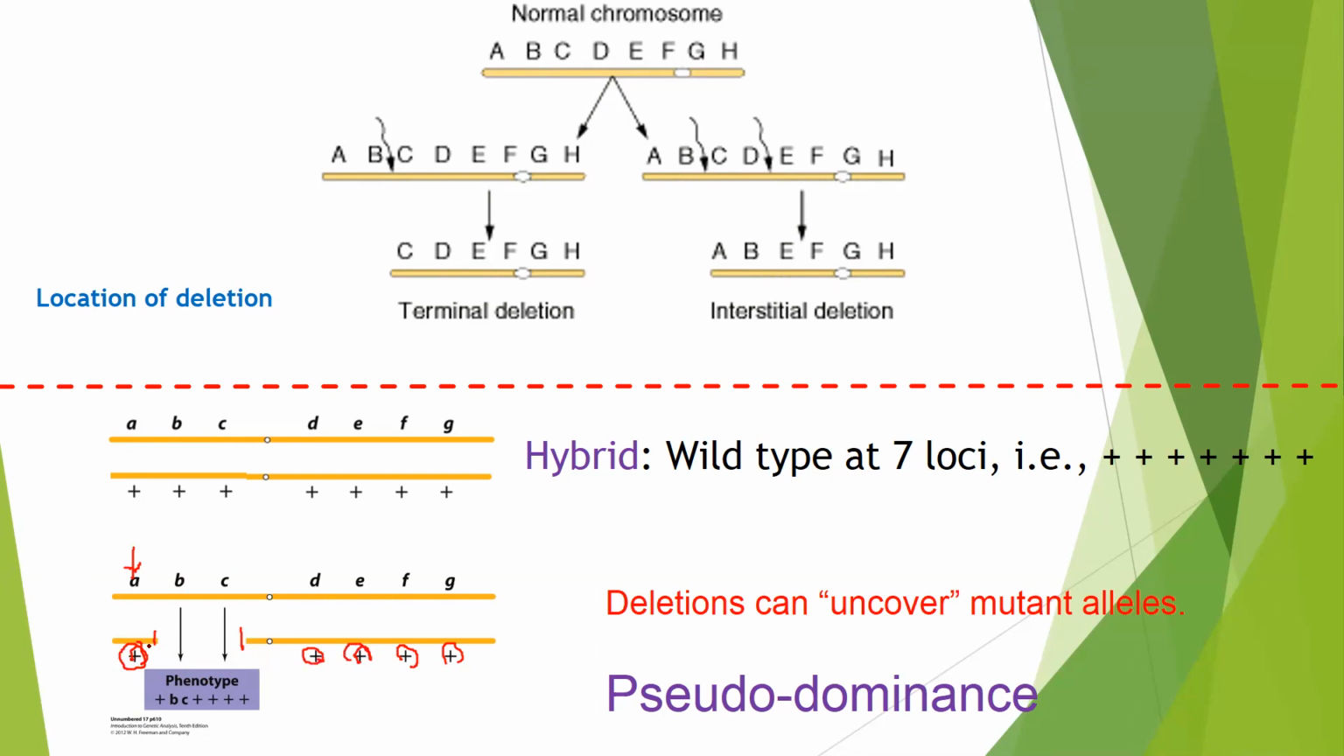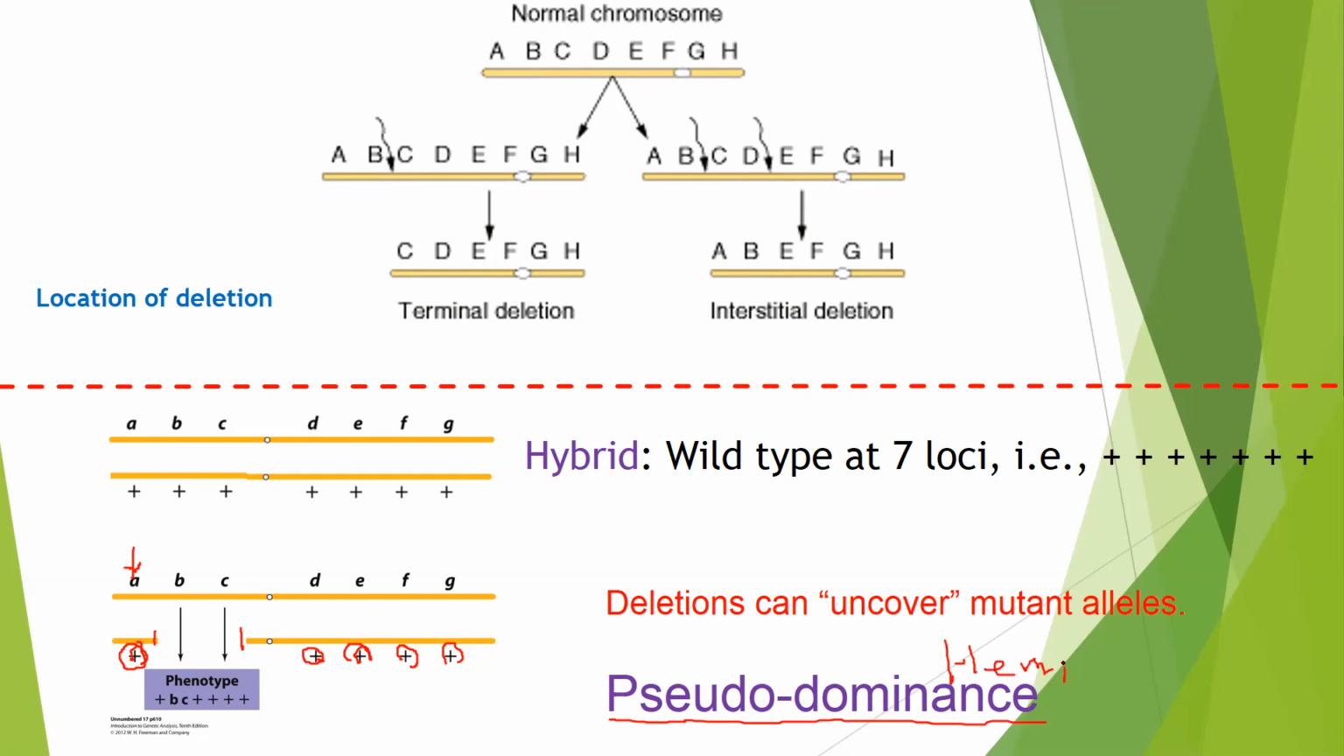However, because of the deletion, the 2 wild type alleles for the B and C genes are missing. Then this is the pseudodominance. We have talked about this before.